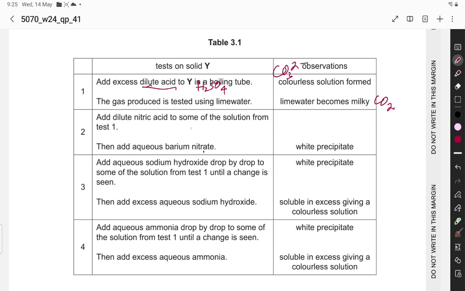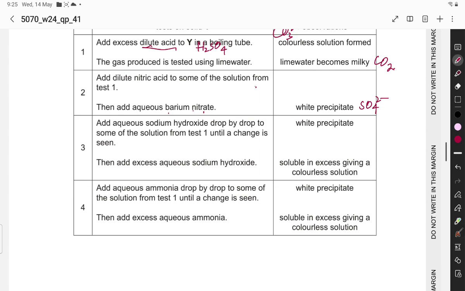So it means metal sulfate is formed. And when we add dilute nitric acid to some of the solution from test 1, then add aqueous barium nitrate, a white precipitate forms, so sulfate ions are present.